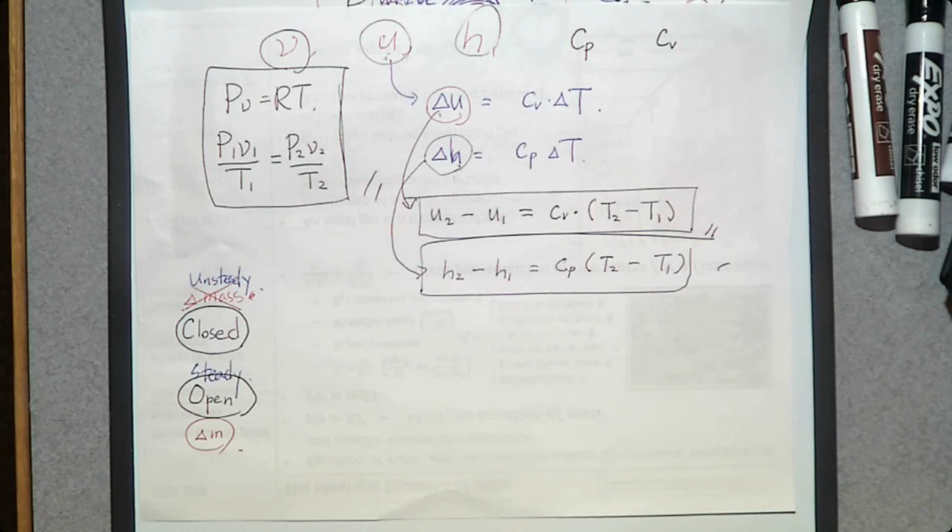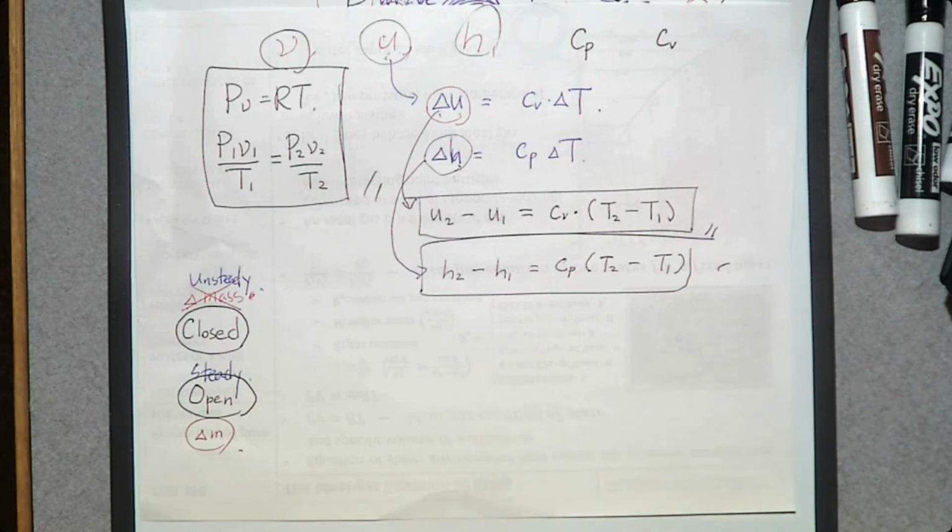So an hour later it becomes very hot and a fireball? No. An hour later it becomes ice? No, it's a steady process. Make sense? Okay. So we have two equations, one for the unsteady closed system, the other one for the open steady system.